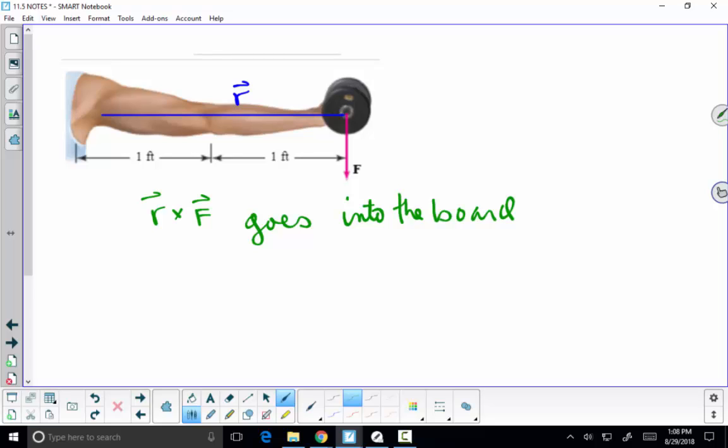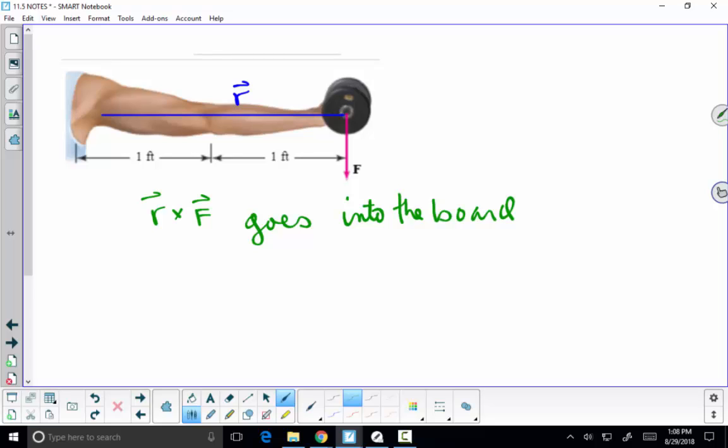Okay, so yeah, r cross f goes into the board. All right, other one from the homework you want to talk about? Question: how do you know when to go clockwise and counterclockwise? Because if you're going r to f counterclockwise, then it would be coming out of the board. So whatever vector is first. If it's r cross f, you start with r, your hand goes in the direction of r, and then your fingers curl towards f.